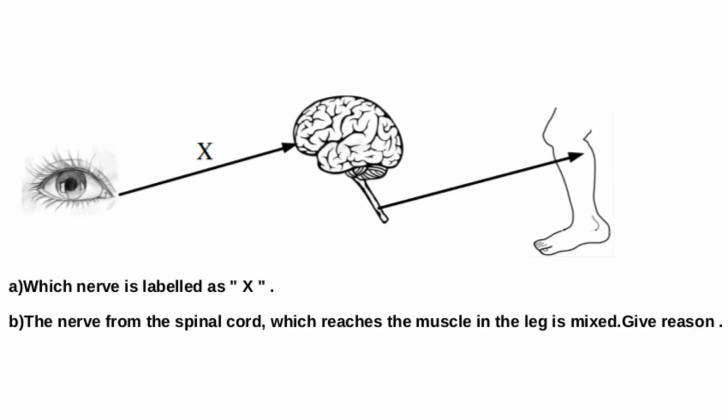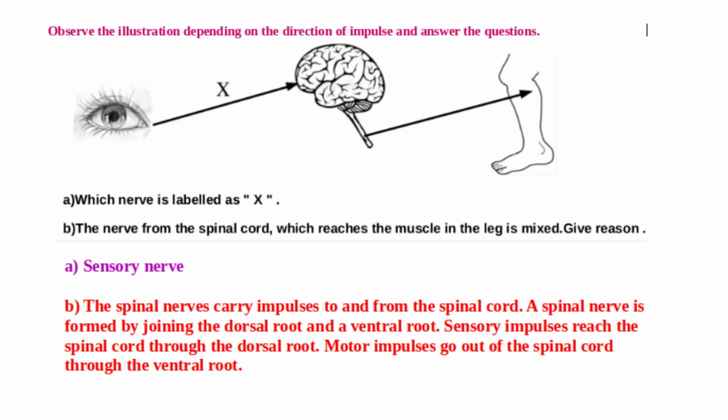Next question. Observe the illustration depending on the direction of impulse and answer the question. Here a nerve is indicated X, and the three parts given are eye, brain and muscles in the leg. The first question, which nerve is labeled as X? And the second part, the nerve from the spinal cord which reaches the muscle in the leg is mixed, give reason. Now we can analyze the first question. Which nerve is labeled as X?